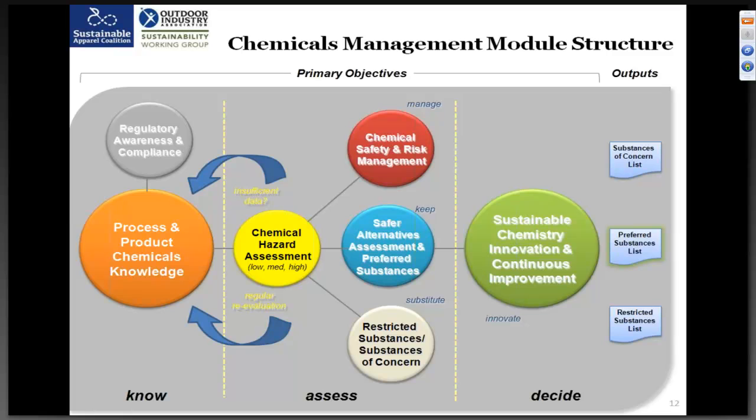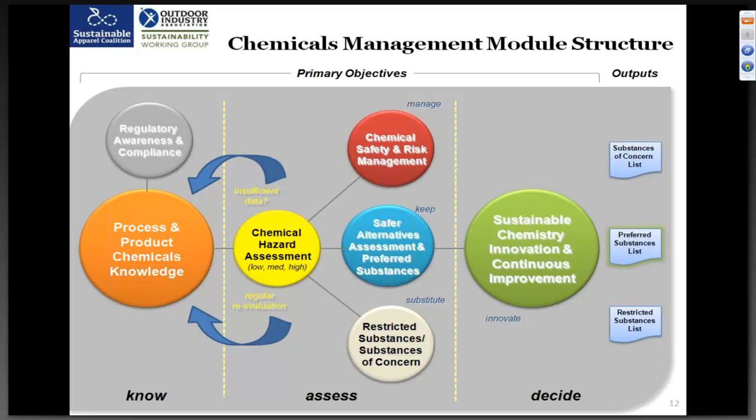This is a slide that basically summarizes what these objectives were. You start off with the process and product chemical knowledge. You look at the regulatory awareness to make sure you know what may be applied to your chemicals in use. You do your chemical hazard assessment by looking at the chemical safety and risk management, looking at the restricted substance of concern, looking at the safer alternatives. If you need to, you start back at the beginning, go back to your chemical knowledge. If you have gotten to the point that you have identified safer alternatives, then you begin to do sustainable chemistry innovation and more continuous improvement. So this is an evolving program that never ends.